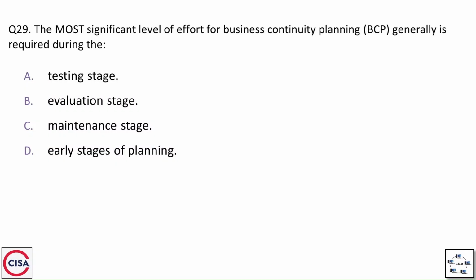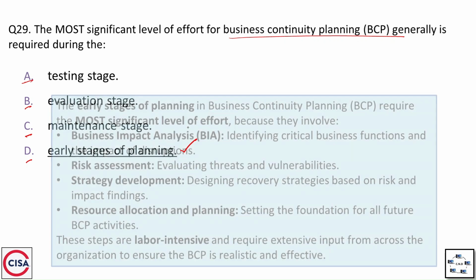Question number 29. The most significant level of effort for business continuity planning generally is required during the option A, testing phase, option B, evaluation stage, option C, maintenance stage, and option D, early stages of planning. And the correct option is option D, early stages of planning.